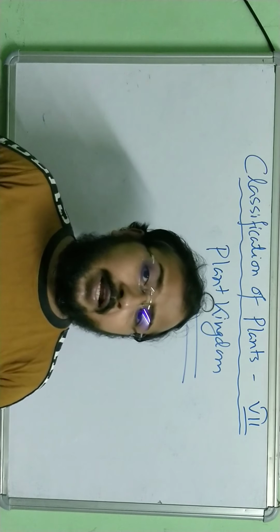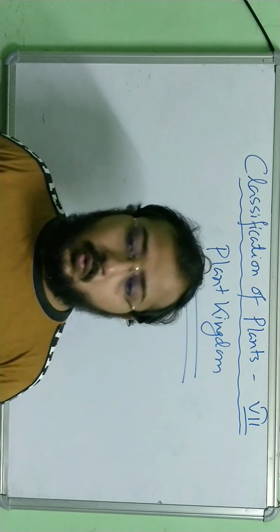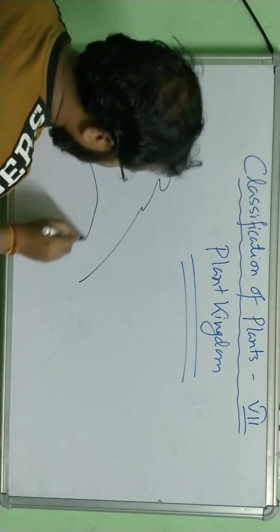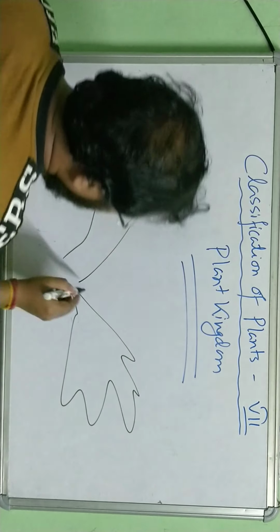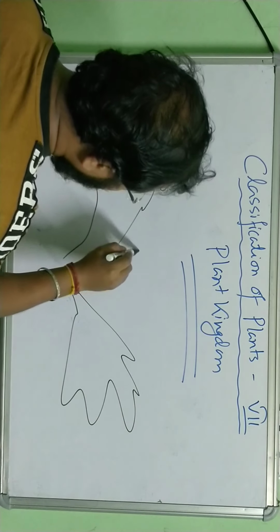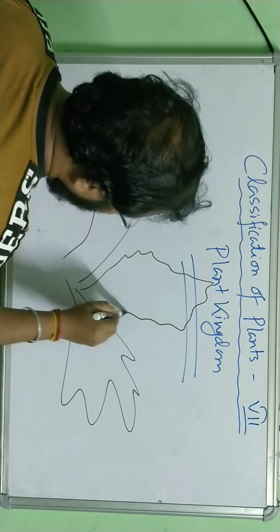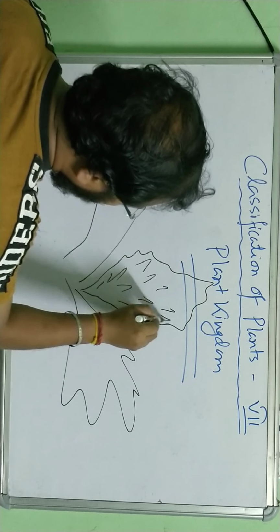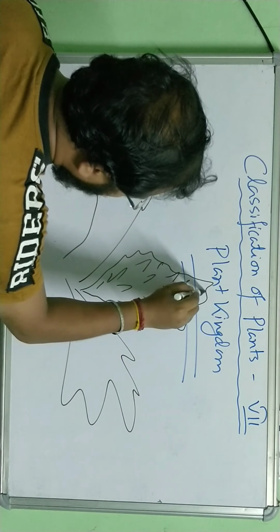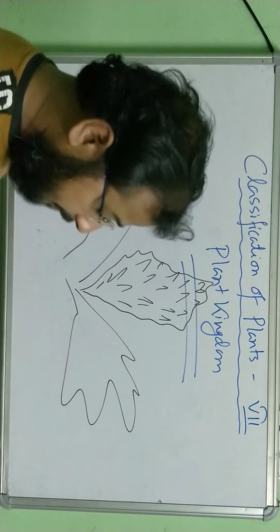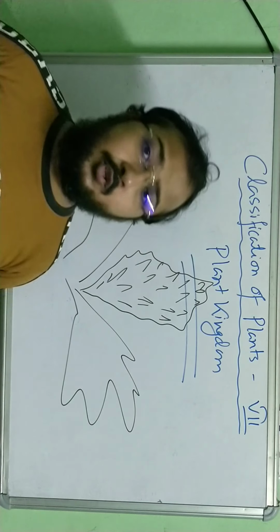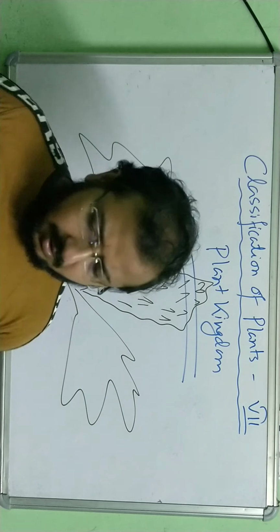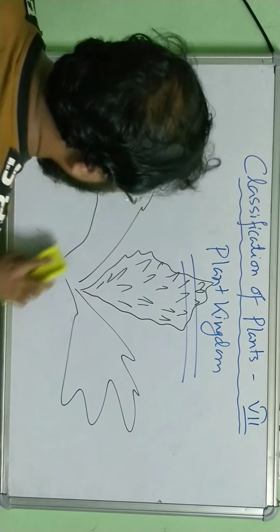So instead of flowers, what do they produce? They produce cones. Cones look like this: suppose leaves are there, and then the cones develop as this kind of structure. So in gymnosperms, cones develop instead of flowers. Clear?